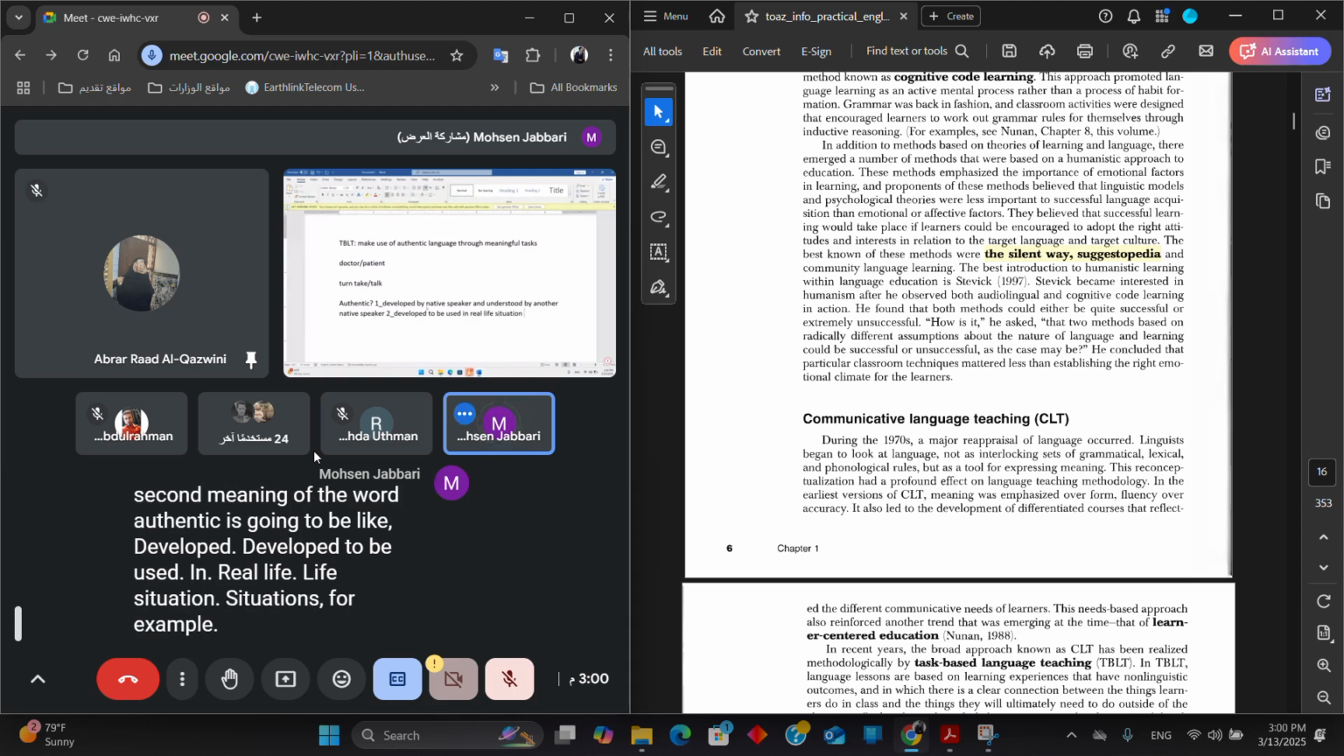Situations. For example, think of, I don't know, present simple or present continuous. If you have mastered them and you know what present continuous or present simple is about, but you do not have the ability to use it in a real life situation, when you see, for example, somebody doing something, you cannot use present continuous, that means you were not exposed to authentic language. So the word authentic has these meanings in the world of English language teaching.